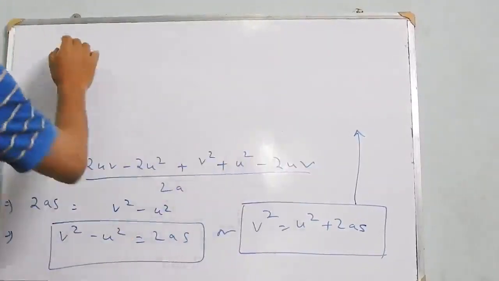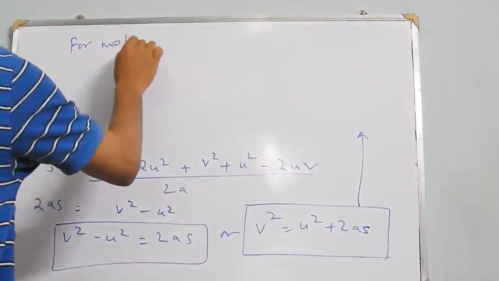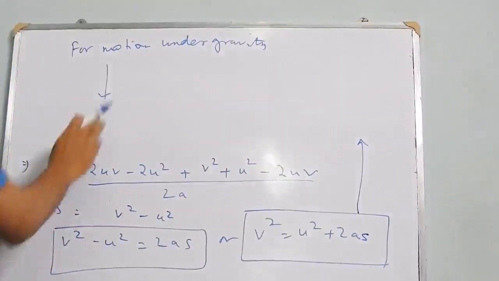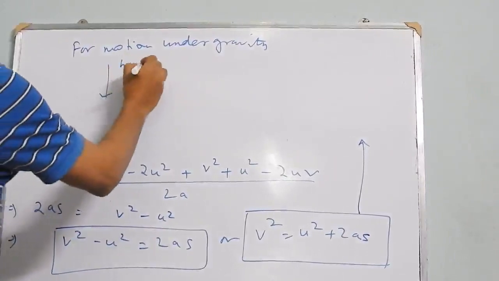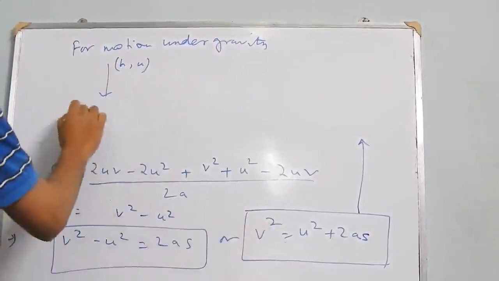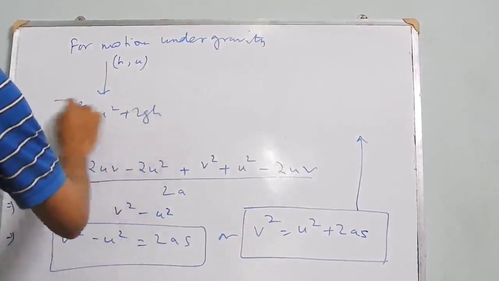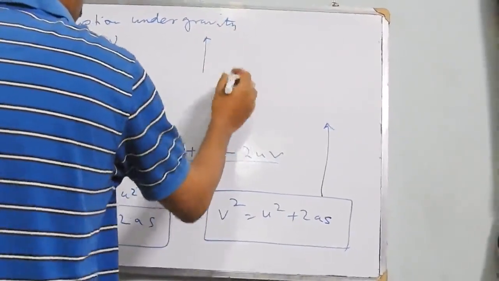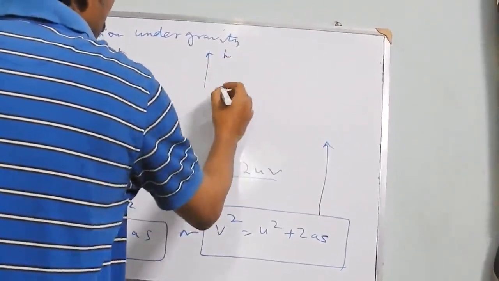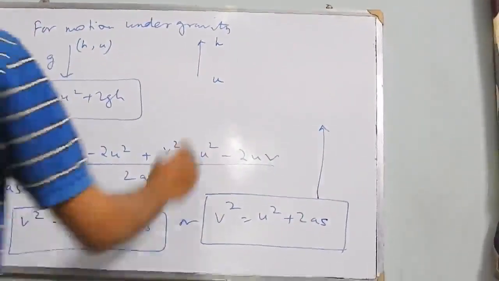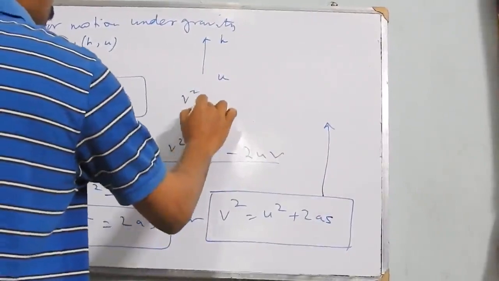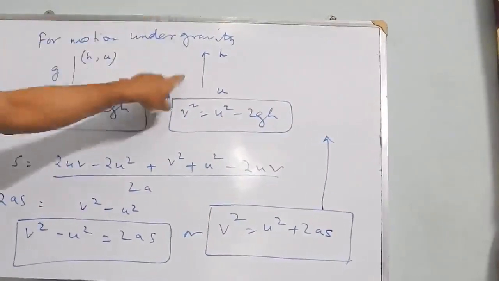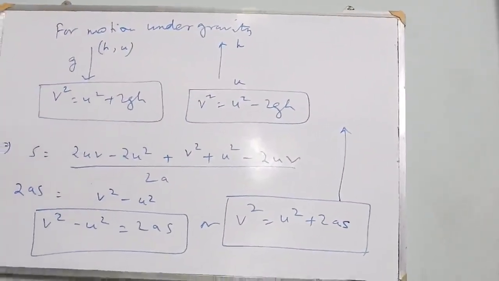So for motion under gravity, if the body is falling down from some height h with initial velocity u, the equation will be v square equal to u square plus 2gh, because h is positive, g is positive. And if the body is moving upward, it reaches height h, its starting velocity is u, or initial velocity is u. Here g is negative, so we get v square equal to u square minus 2gh. Vertically upward motion is retarded motion, vertically downward motion is accelerated motion.